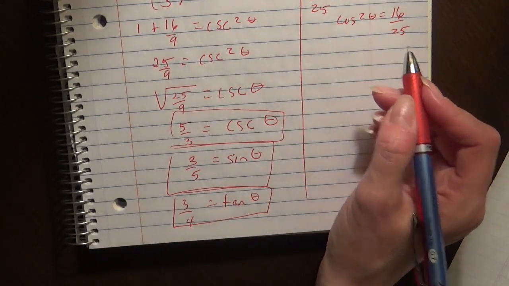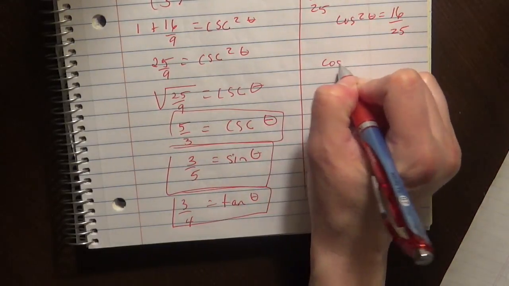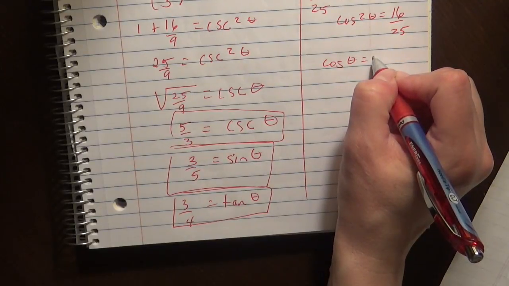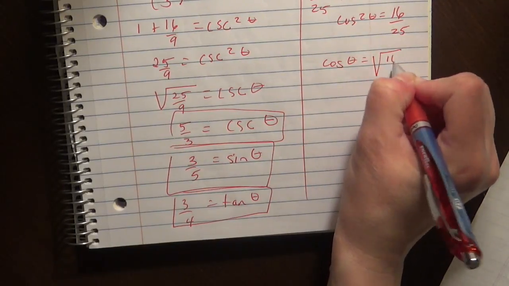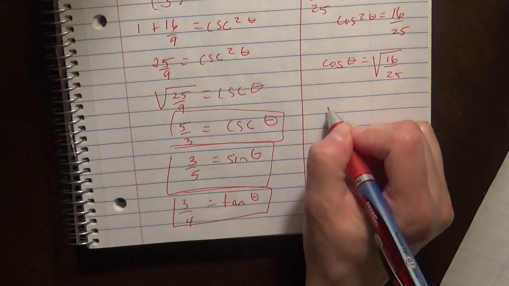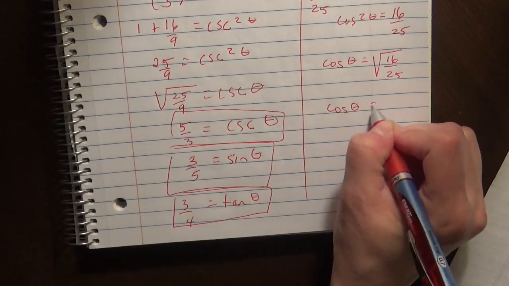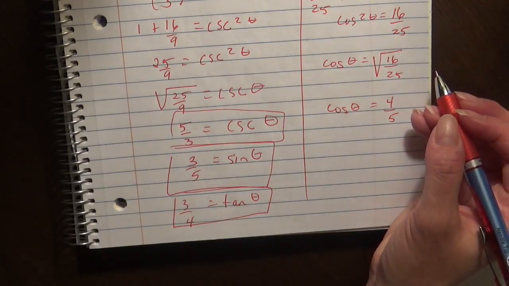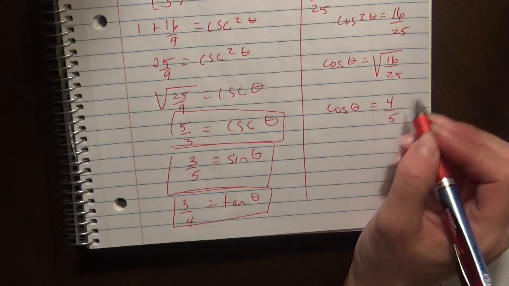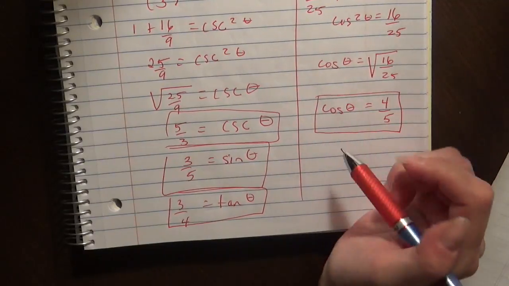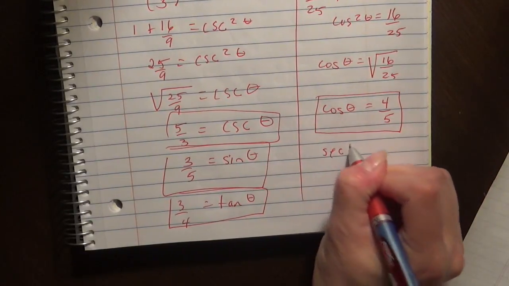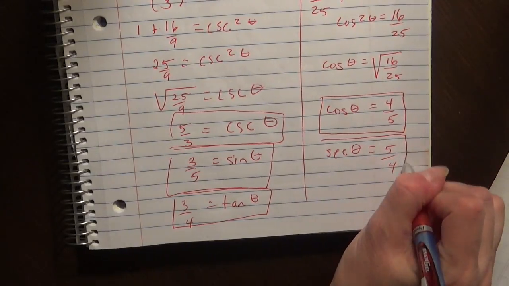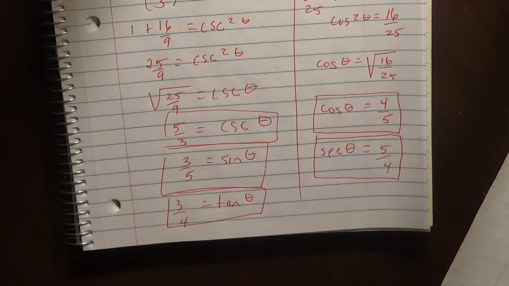I get cosine theta equals square root of 16/25. So cosine equals 4/5. And again, you don't have to do plus or minus here because you know your answer is positive. So cosine theta is 4/5. And secant theta, of course, is going to be 5/4. And we have found all of the trig functions for this problem.